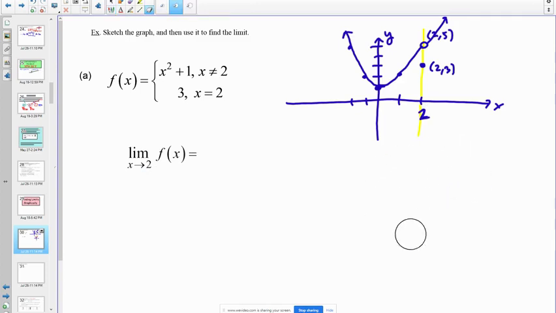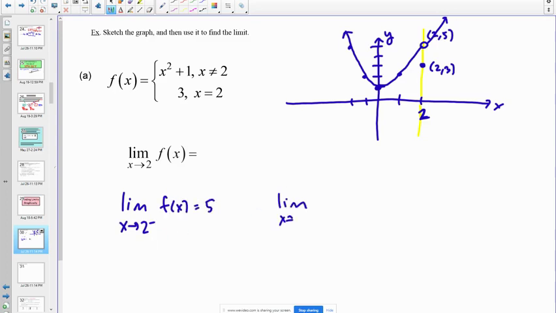And as x gets closer and closer to 2 from the left, what y value am I approaching? 5, right? And as x gets closer and closer to 2 from the right, trace this function coming towards 2, what y value am I approaching? 5. So the limit as x approaches 2 from the left is equal to 5. And the limit as x approaches 2 from the right of f of x is equal to 5. So therefore, the limit as x approaches 2 of f of x is actually equal to 5.